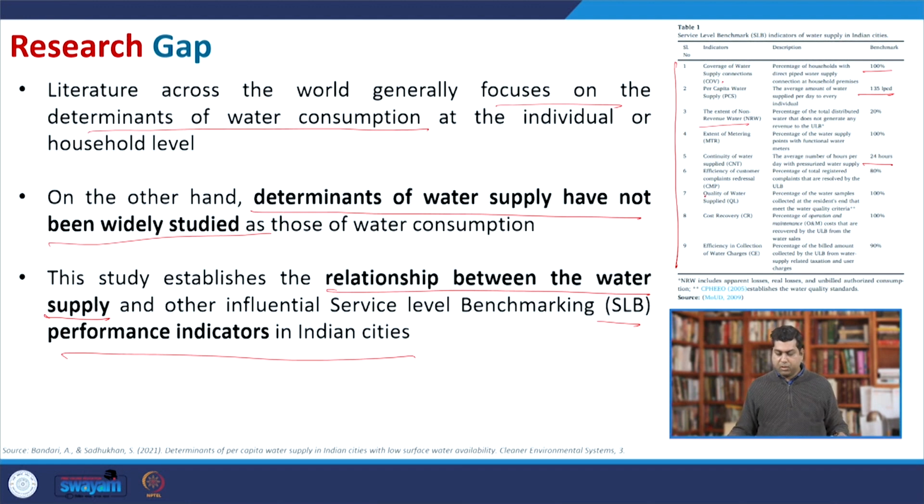Then efficiency of customer complaint redressal: there are certain issues whenever there is a leakage or certain issues with the water. So how are they being addressed by the operators? The benchmark is that 80% of the complaints should be addressed. Next one is the quality of water supply at user end, which is 100% quality assured, safe. Cost recovery, percentage of operation and maintenance, this is also to be 100%. Efficiency in collection of water charges, again 90%.